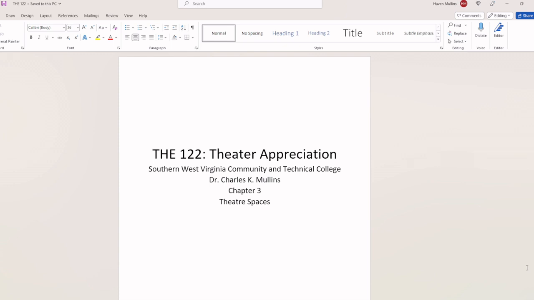Now, we have other names for the arena stage. The arena stage is also called circle theater, also called theater in the round. So you should know all three of those. They are discussing the same thing. The arena stage, also known as circle theater, also known as theater in the round. The performers are in the middle. The playing space is in the middle, and the audience surrounds the players on all four sides. So we have this arena environment.